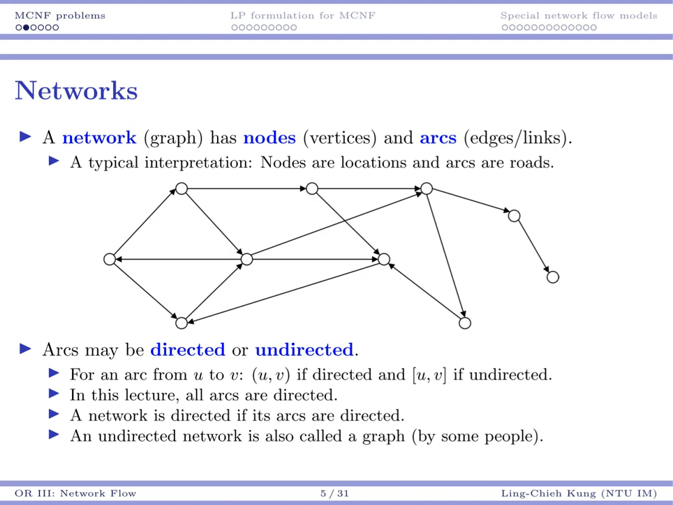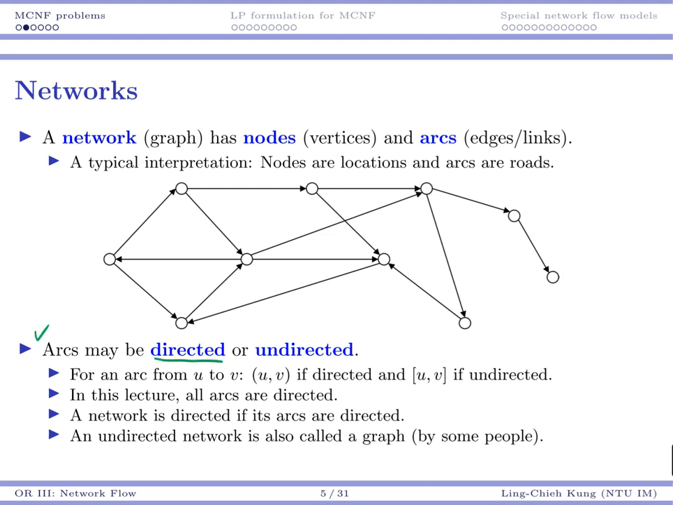So very quickly, let's see what they are. We're talking about networks, and in a network or graph, we always have nodes and arcs. Sometimes nodes are also called vertices, so these are the nodes, or points. And when you connect nodes with arcs, edges, or links, then we form a network. So a typical interpretation is that nodes are the locations for markets, factories, and distribution centers, and arcs are roads that you may go through.